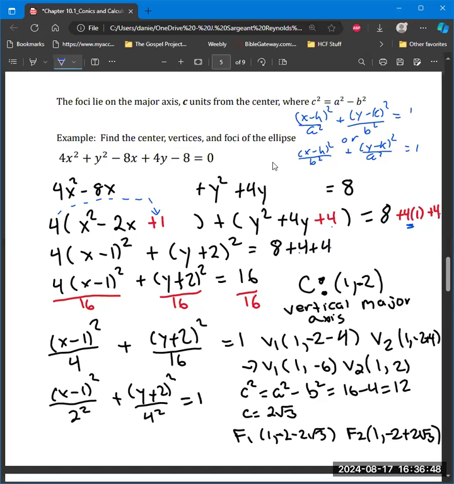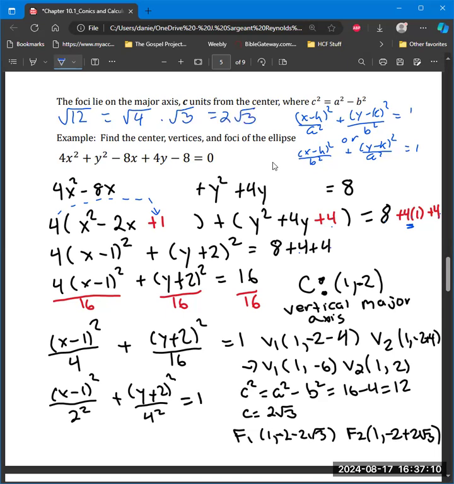To figure out where my foci are, I'm going to need to figure out c and use the equation c squared equals a squared minus b squared. Take 16 minus 4 is 12, and the square root of 12 is the square root of 4 times the square root of 3 is 2 square roots of 3, exactly.